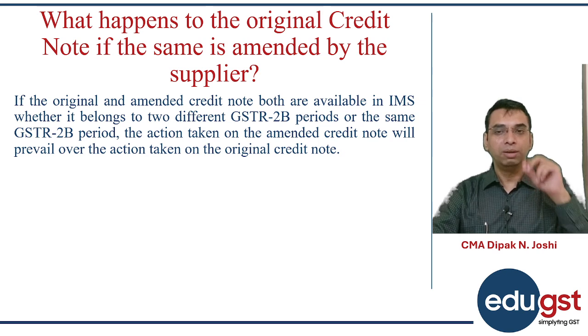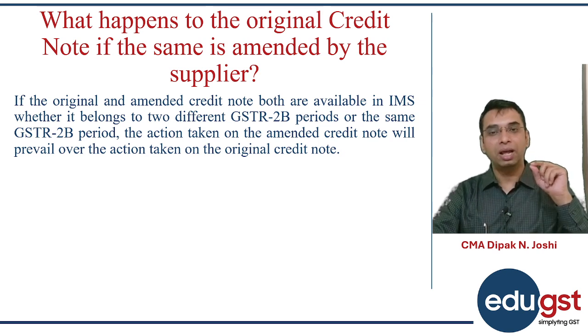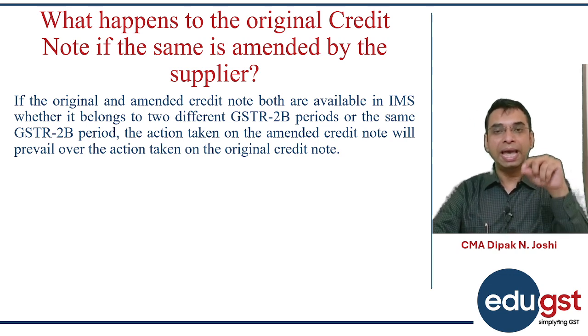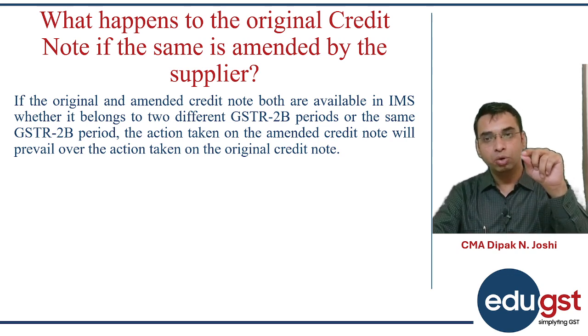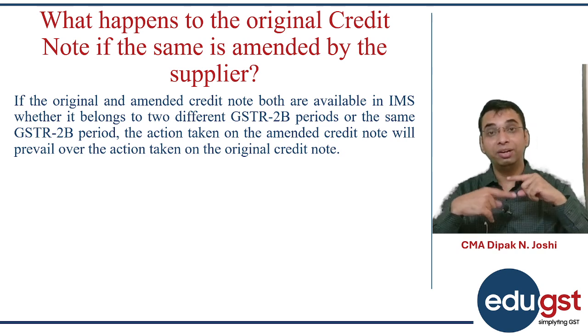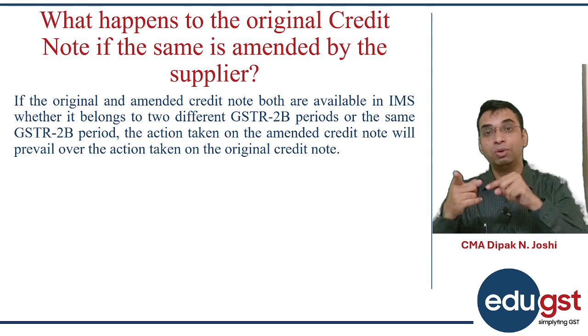If the original and amended credit note both are available in the IMS, whether it belongs to two different GSTR 2B periods or the same GSTR 2B, the action taken on the amended credit note will prevail over the action taken on the original. This is exactly different from what we have seen in case of invoice or debit note.